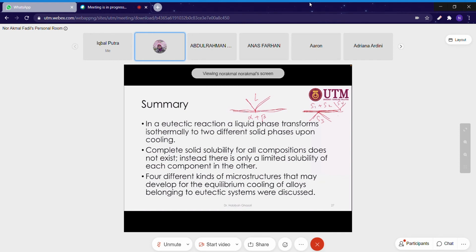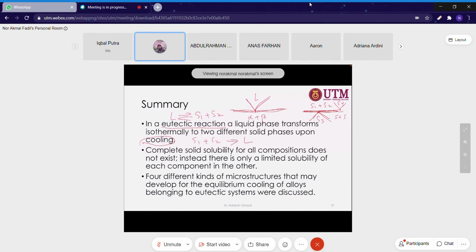Okay, solid. So this is isothermal reaction, but the eutectic reaction transforms liquid into solid 1 plus solid 2 upon cooling. If you do the heating process, solid 1 plus solid 2 will transform into liquid. Okay, complete solid solubility for all compositions does not exist.